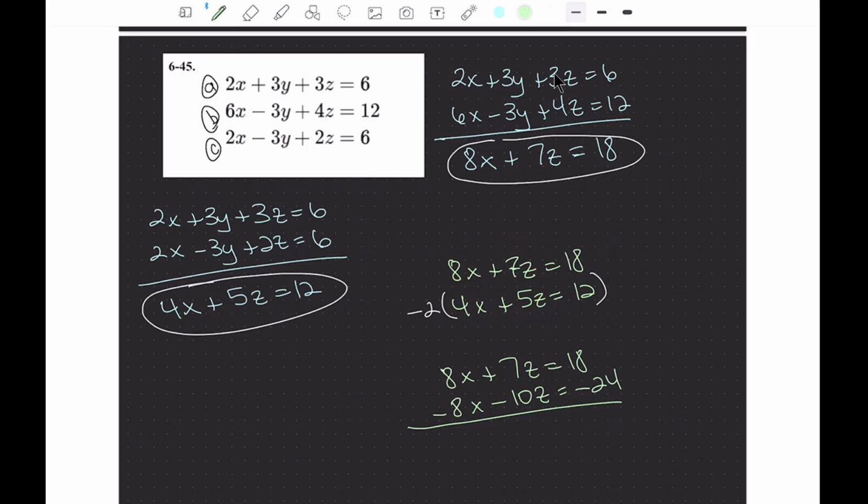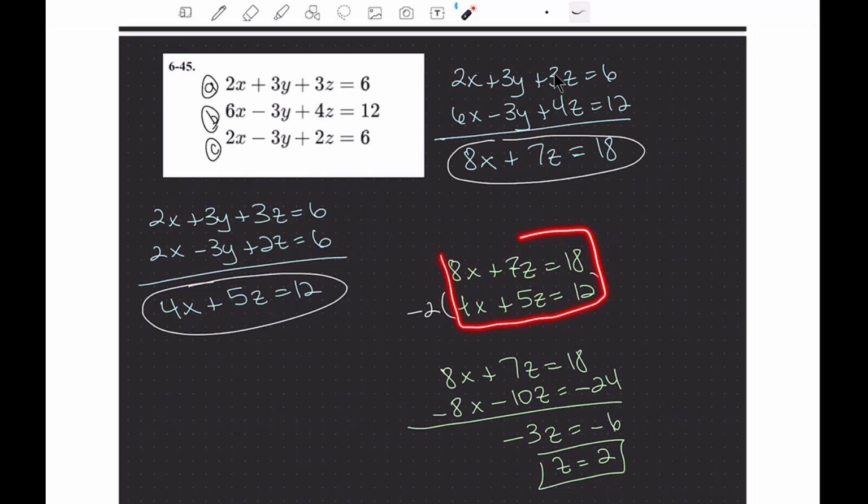So now when I add these guys together, my x's are eliminated. And I have -3z equals -6. Okay. Divide by -3, z equals 2. So I solved it for one variable, but I still need to find that triple pair, or that triple order. So I have my z, so I just got to go backwards to solve it for y and solve it for x.